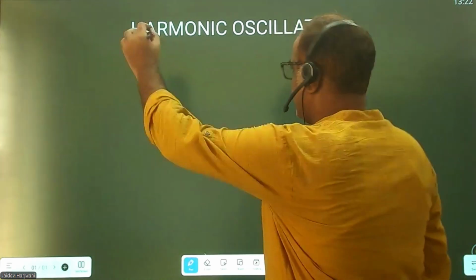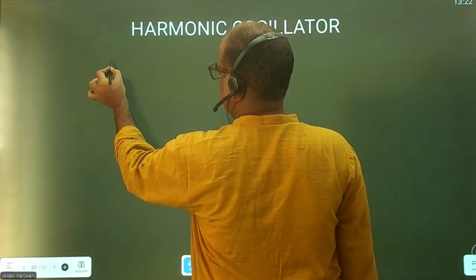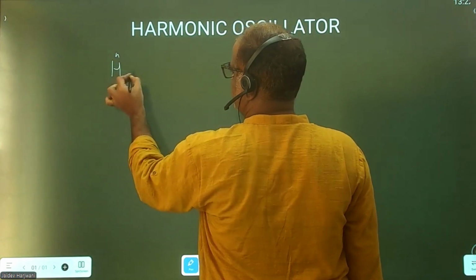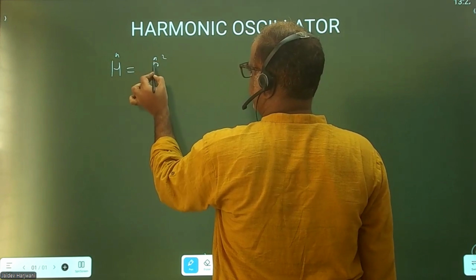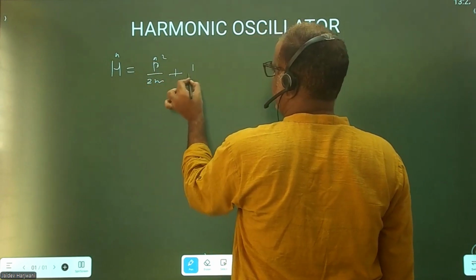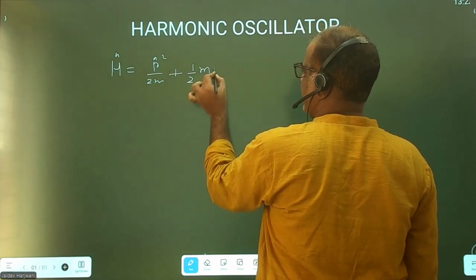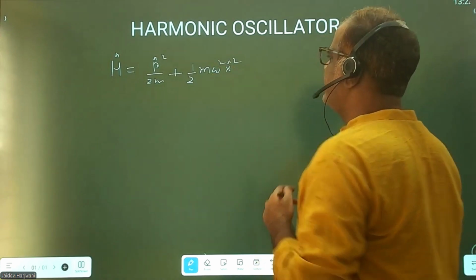So we can write the Hamiltonian as p square upon 2m plus half kx square, or m omega square x cap square.